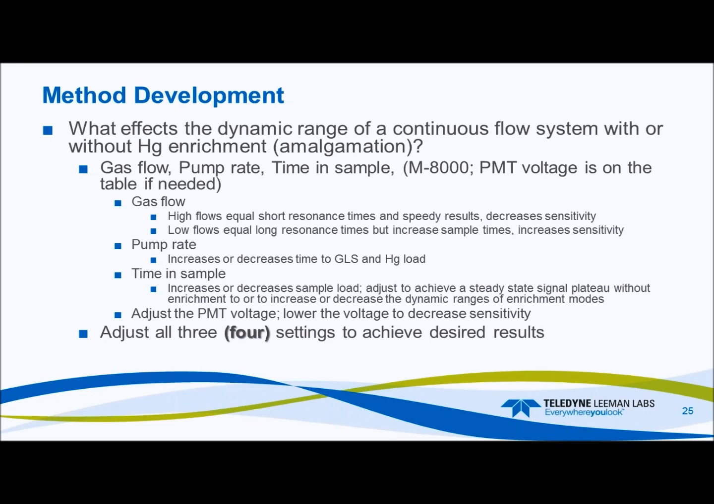The pump rate will increase or decrease the time to the GLS and/or the mercury load onto the gold trap. So then the time in sample will also increase or decrease sample load. So we adjust this to a steady state for a signal plateau without gold enrichment, and with amalgamation, we use it to increase or decrease the dynamic range of the system. And then additionally, like I said, we can adjust the PMT voltage to decrease the sensitivity. So you want to adjust all 3 or 4 depending on your desired results.